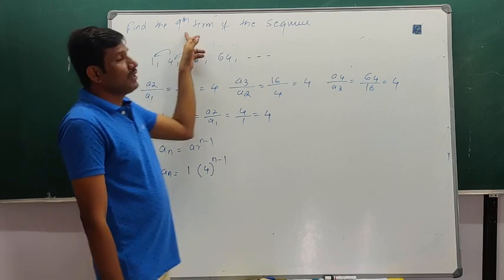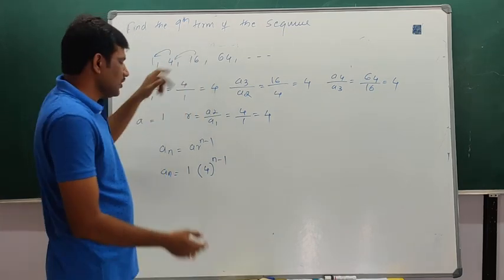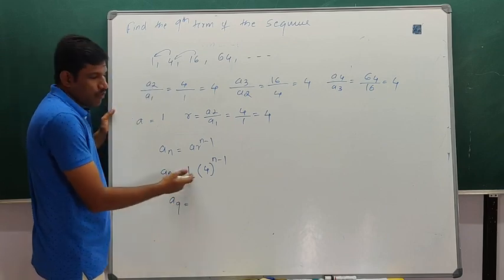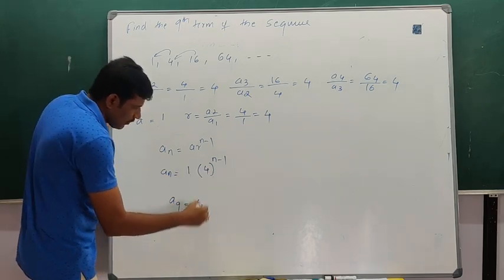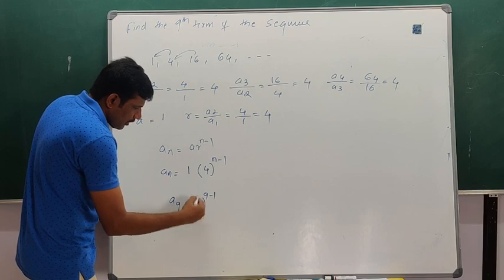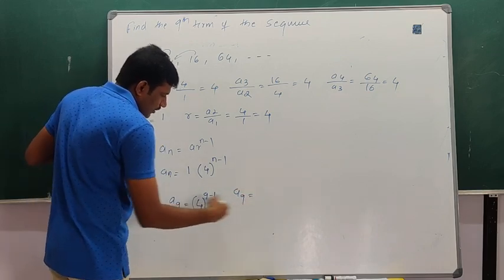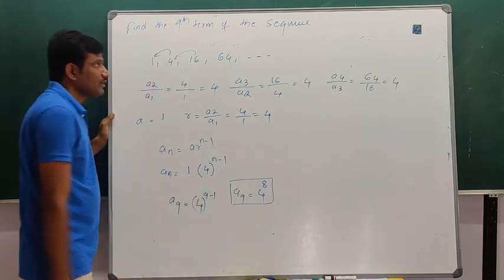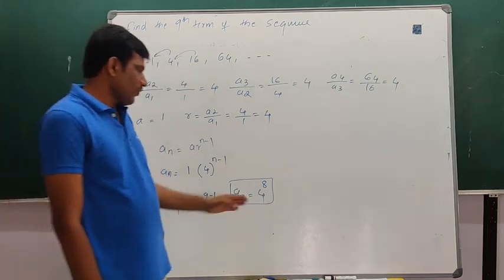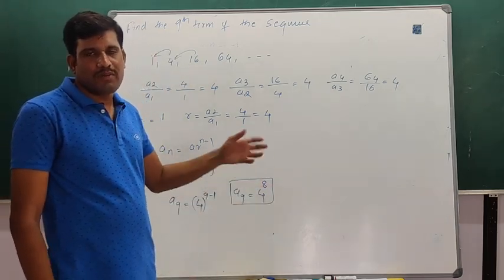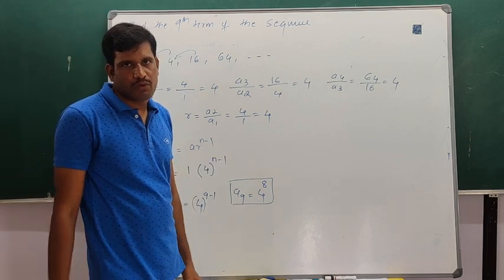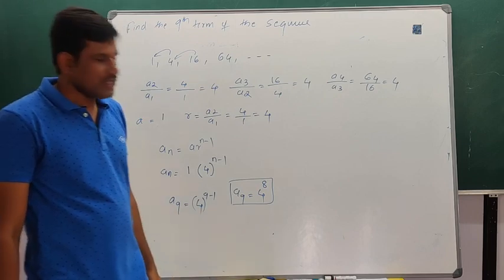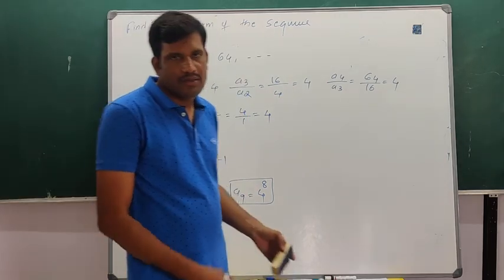Now we have to find the ninth term. Ninth term means put n is equal to 9, right? When you put n is equal to 9, 1 into anything is that same value, so that is 4 raised to 9 minus 1. Therefore the ninth term is 4 raised to 8. We can keep 4 raised to 8 as it is, or we can multiply and write the answer in simplest form. There is no problem, right? So the ninth term of the given sequence is 4 power 8. Next.